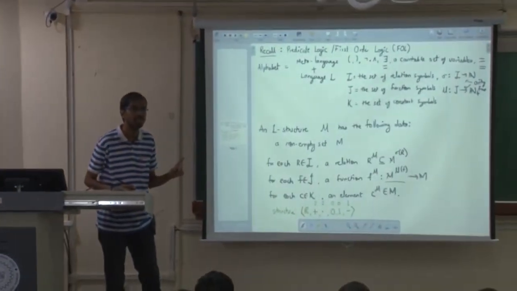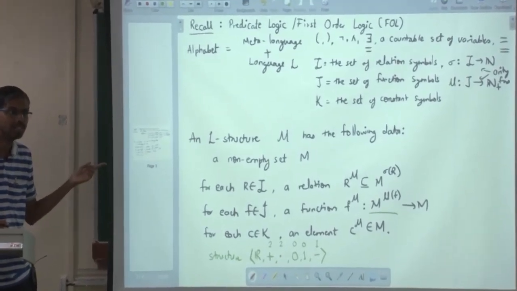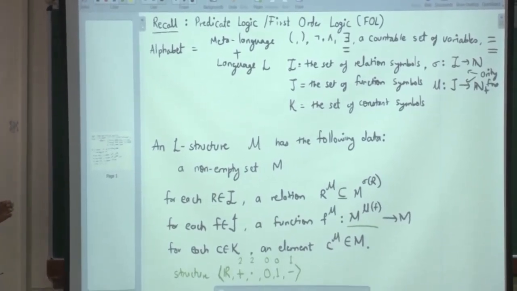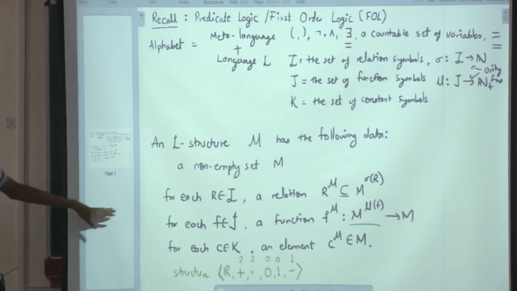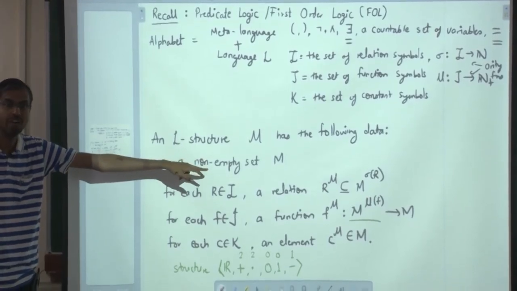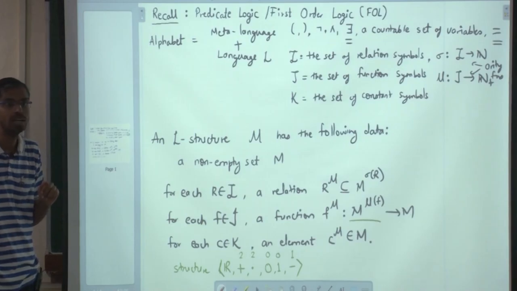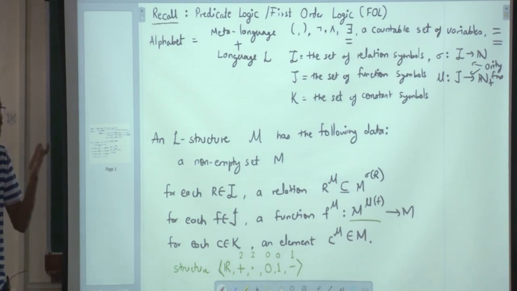Now, as you can see on the screen, mu is a function from J to N plus, because zero arity function symbols have a different name. What are they called? Constant symbols. Now, I just want to raise a similar question for zero arity predicate symbols. What will a zero arity predicate symbol be? If R is a zero arity relation symbol, R^M is a subset of M to the power 0. What is M to the power 0? It is a singleton.